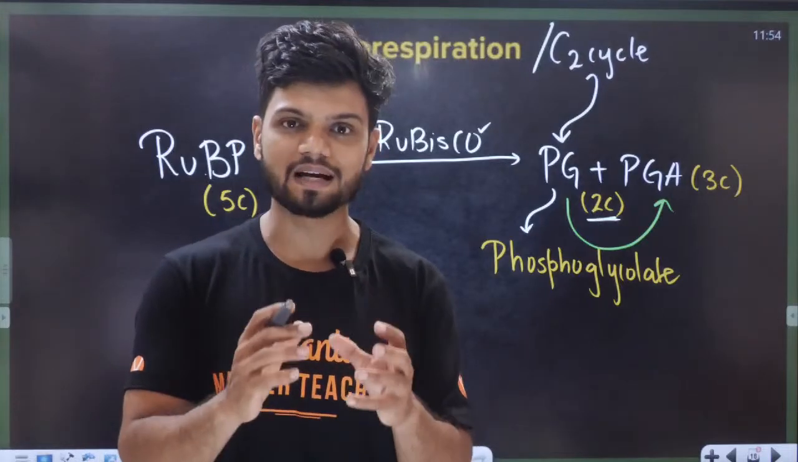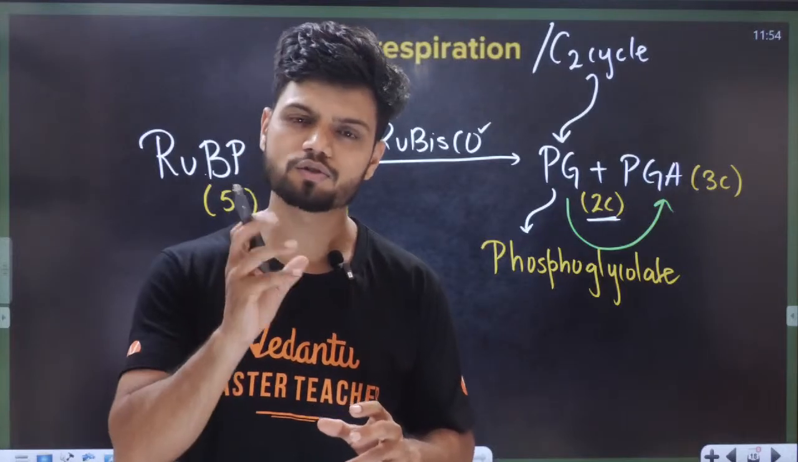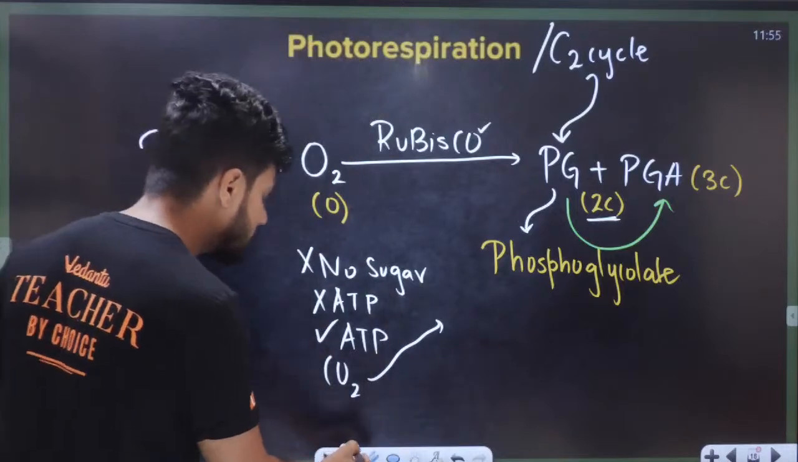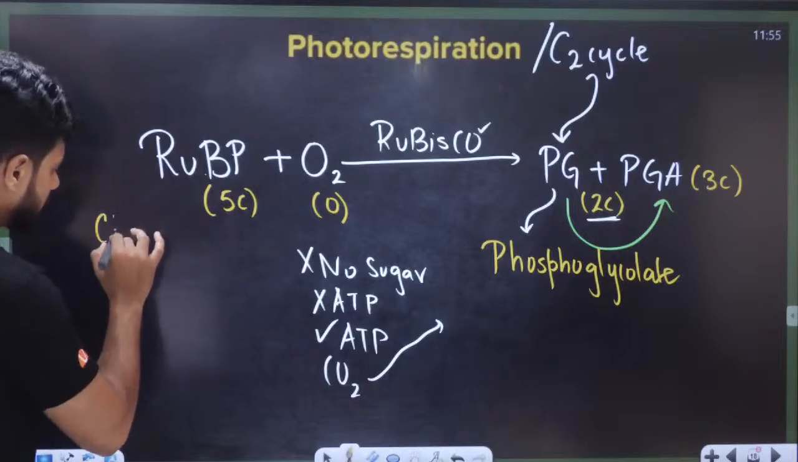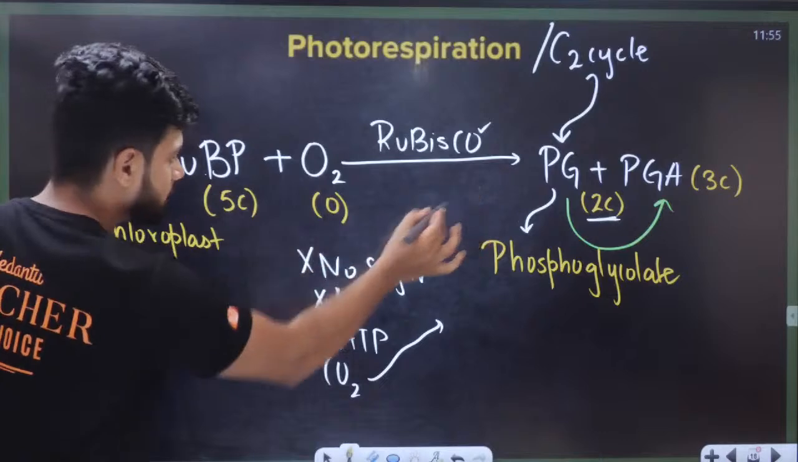See, you know your entire C3 cycle happens in the chloroplast stroma. But this C2 cycle is a little special. Why? Because this C2 cycle happens in 3 different organelles. It will start with chloroplast. That is formation of PG.